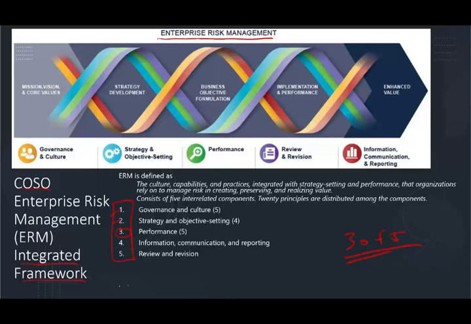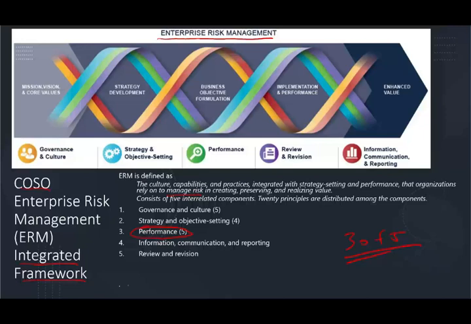Today, we're going to learn how the organization manages risk. So performance is about managing risk. So how do we manage risk? There are going to be 5 steps in analyzing or studying risk within the COSO framework.